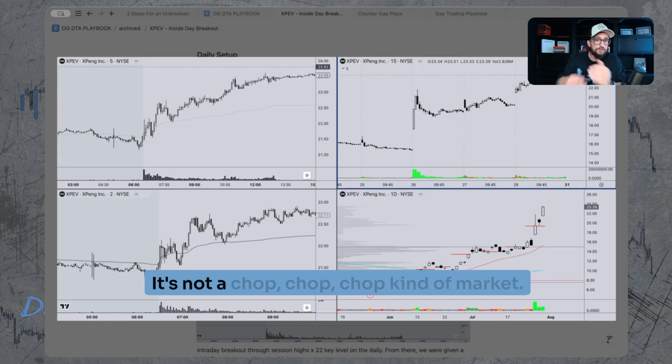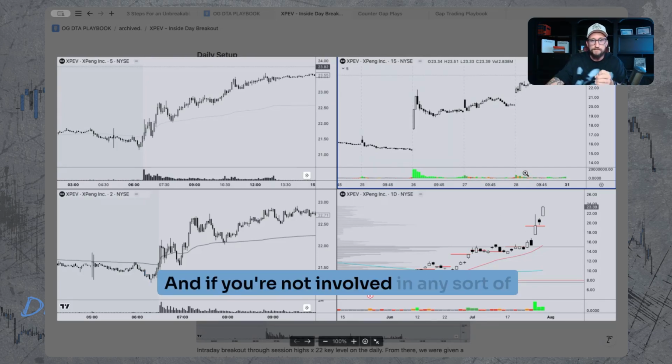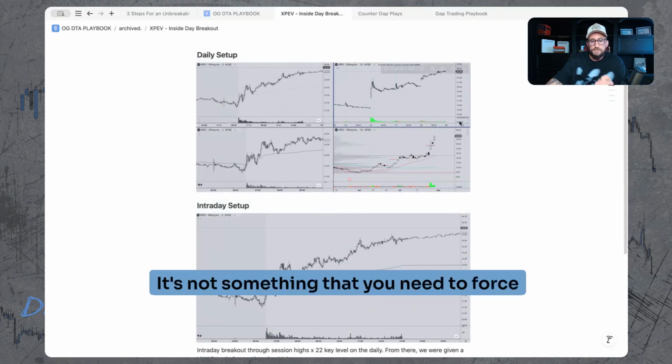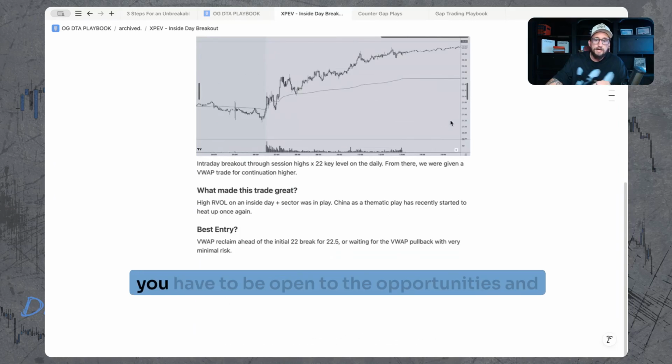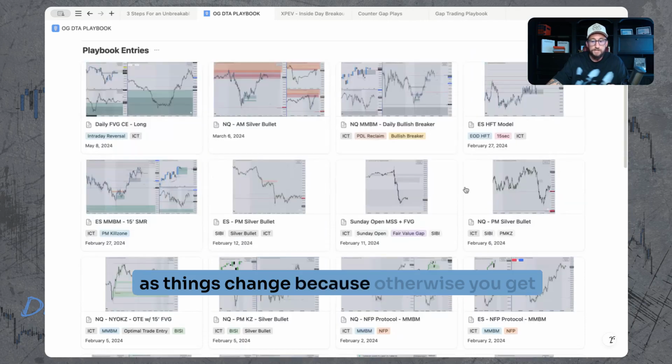It's not a chop, chop, chop kind of market. It's a sell, sell, sell market. And if you're not involved in any sort of downside movement, what are you doing? How are you making money? It's not something that you need to force onto yourself if it's not natural, but you have to be open to the opportunities and have a willingness to adapt as things change, because otherwise you get left behind.